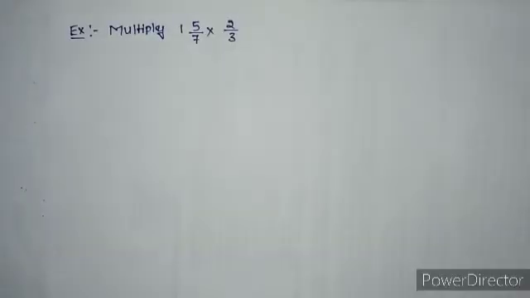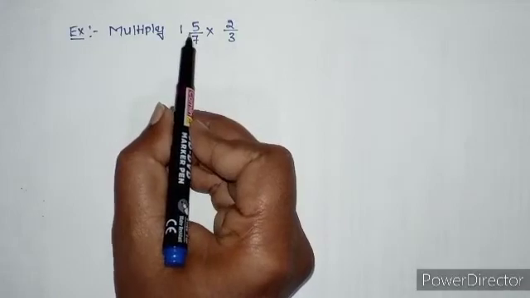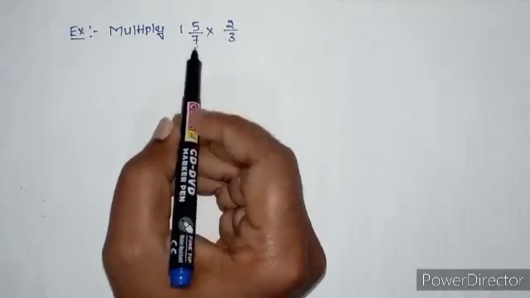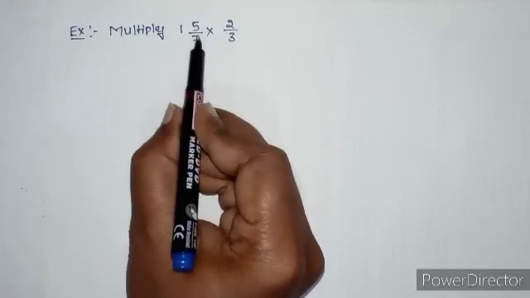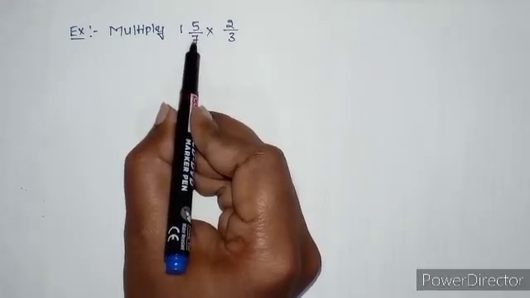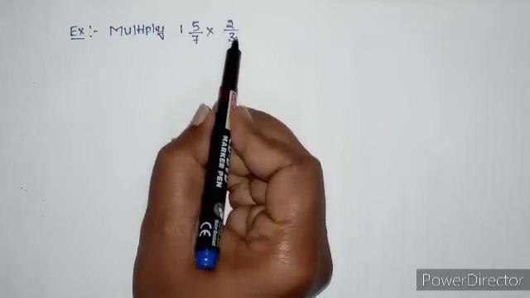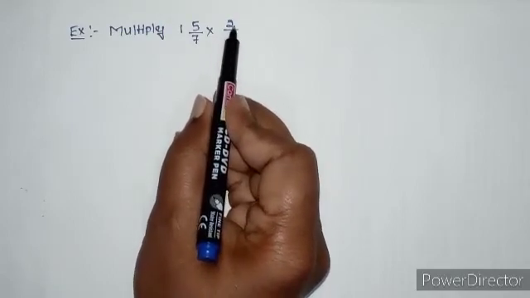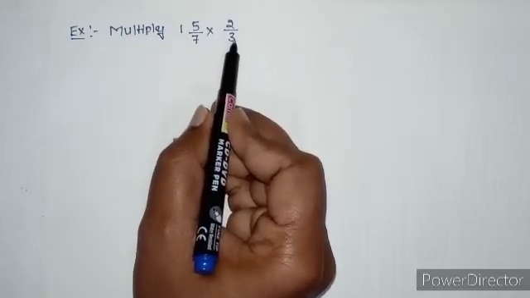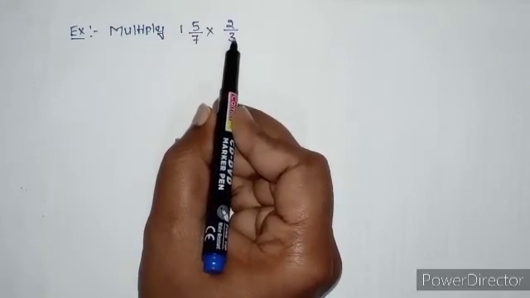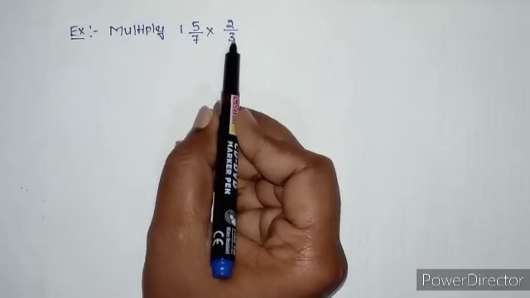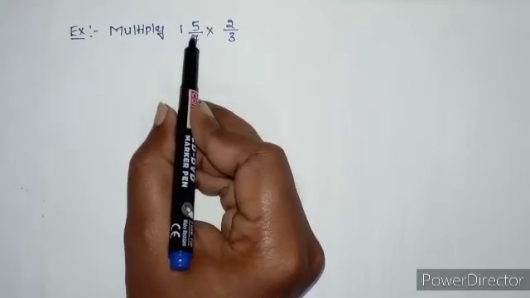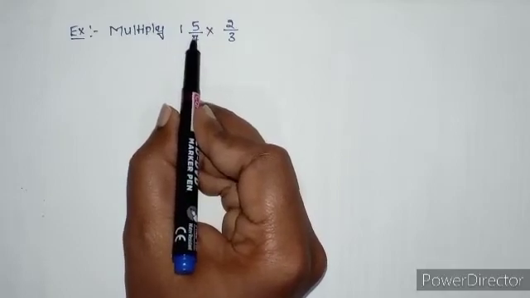Students, here is another example. Multiply 1 into 5 over 7 into 2 over 3. Here 1 into 5 over 7 is a mixed fraction, right? And 2 over 3 is a proper fraction, because the numerator is less and the denominator is more. Now we need to change this mixed fraction into an improper fraction first.